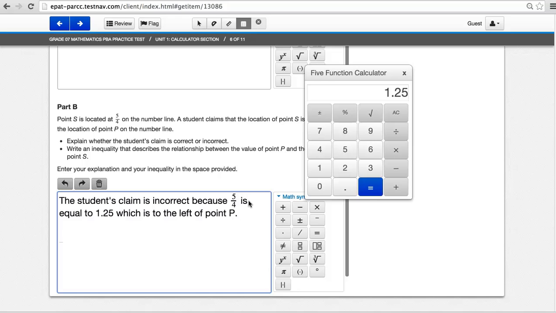Once you type that, you can answer the other question, enter your explanation and your inequality. Well, we know that point S is to the left, and therefore it's going to be less than point P. So all I did was type in the less than symbol, and actually I should erase this and put point S less than point P. Once I'm done with that, I'm just going to click next.